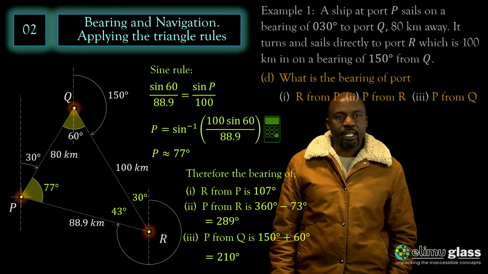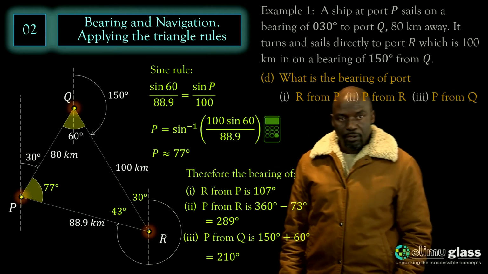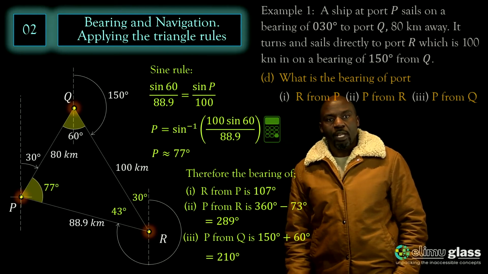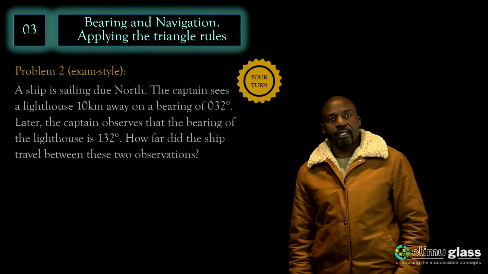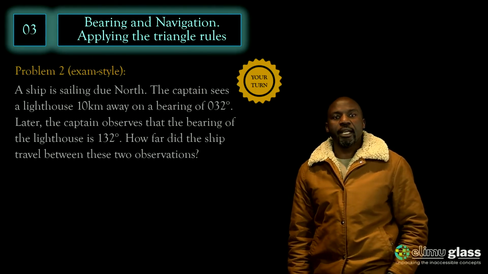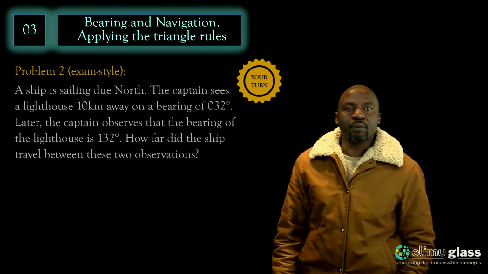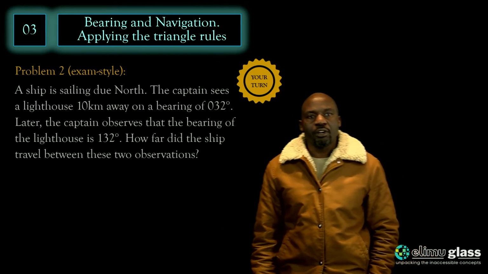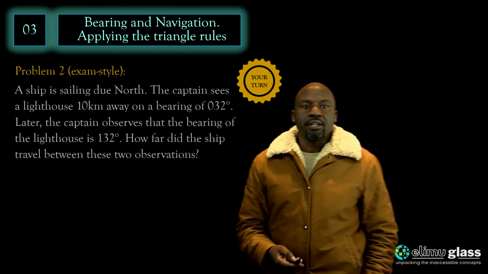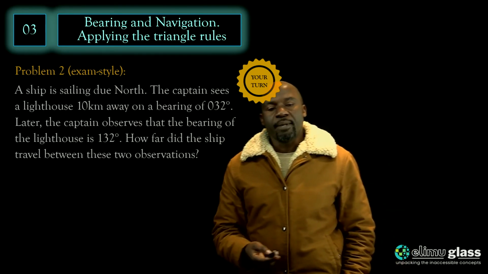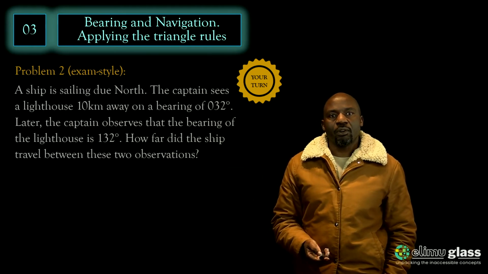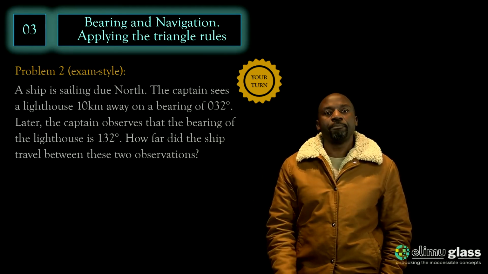I hope this is making sense. Write in the comment if you need any additional explanation, but otherwise this is as easy as it looks, right? Here are some examples I want you to try. Problem number 2, a ship is sailing due north, and so on. First thing is, of course, to draw a diagram like the one that we did, and then answer the question. So problem number 2 is for you to try.